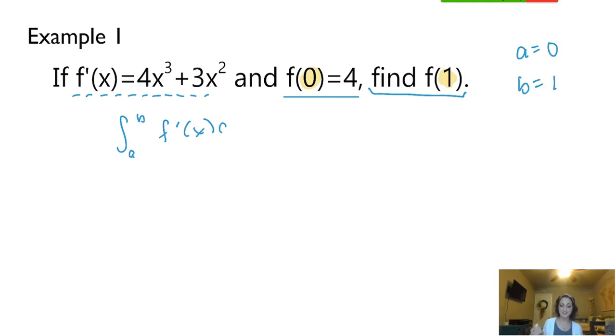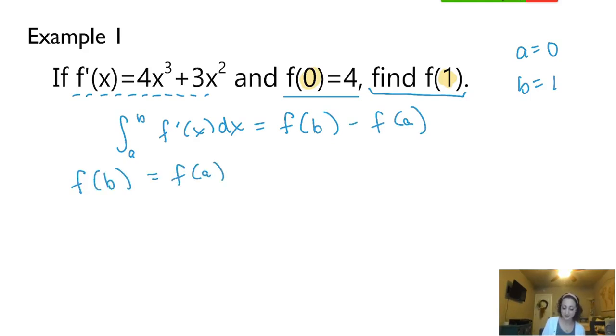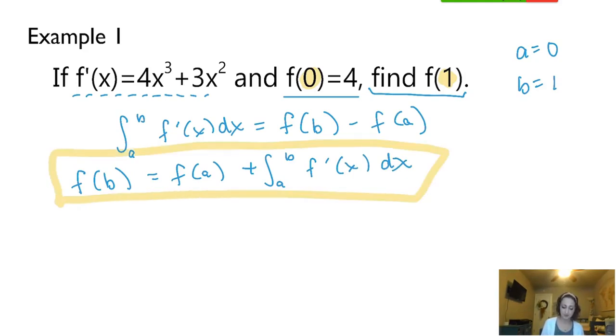if I want to evaluate this definite integral, I can take the antiderivative, which would be f, and do f of b minus f of a. Or we can have f of b is equal to f of a plus the integral, right? That's where we got the rearrangement from. So we are going to go ahead and start with this rearrangement.